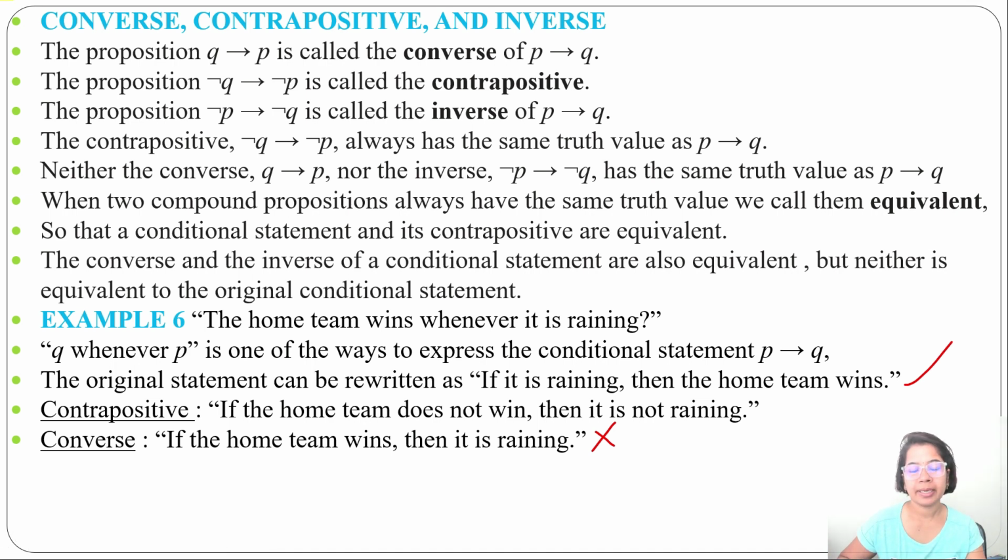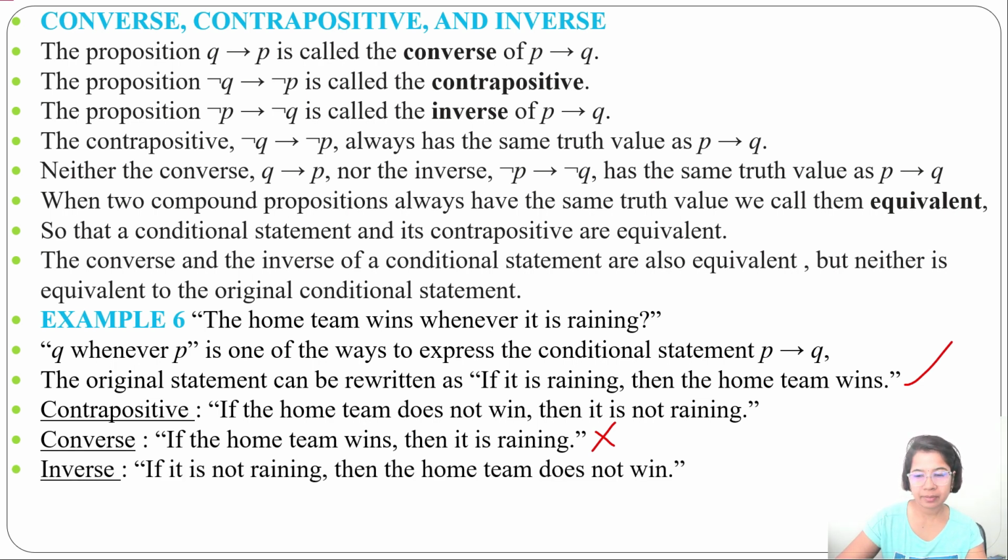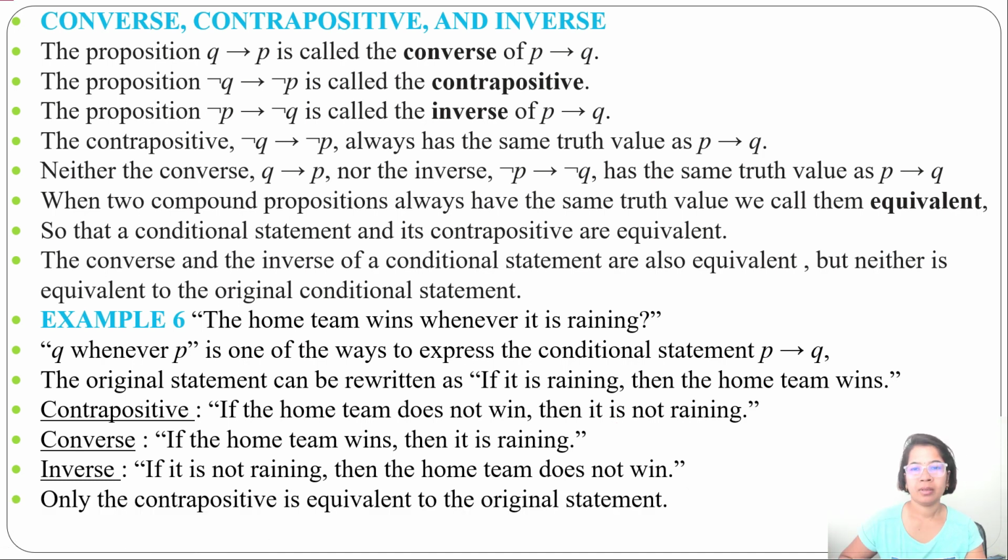Next, inverse: negation P implies negation Q. If it is not raining, then the home team doesn't win. So this is false. Home team winning depends on raining, but it's not that if it is not raining, then it will not win. So converse and inverse are not equivalent to the original statement, but contrapositive is equivalent to the original statement. In the next lecture, I will discuss biconditional statement.